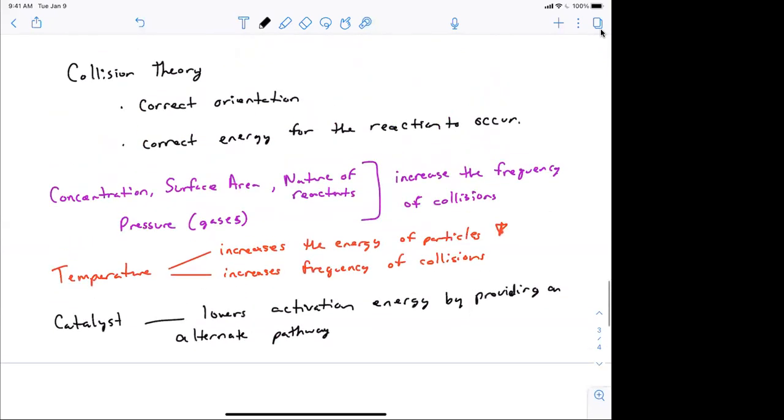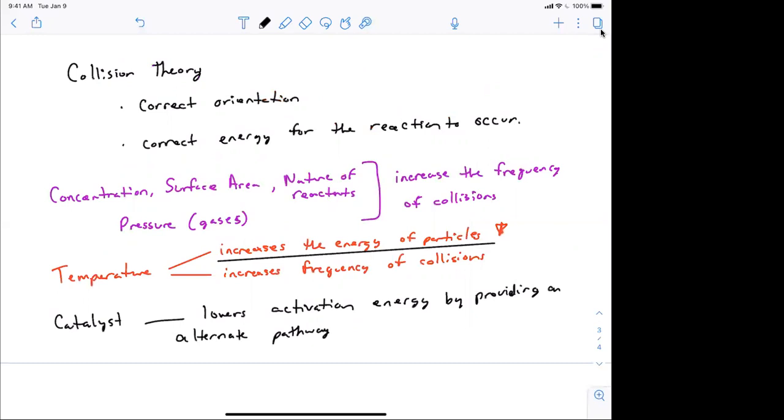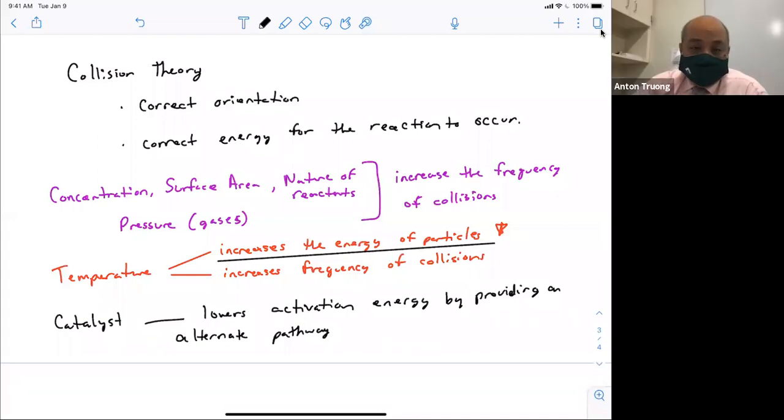Mr. Chong, why is there a star next to increases the energy of particles? Because of the two reasons why temperature affects reaction rate, this is the more important one, Erica. Okay. Yeah. So like they'll ask like state and explain why temperature increases the rate of reaction in terms of collision theory. So you'd say both, and then they might say identify which factor is more significant.